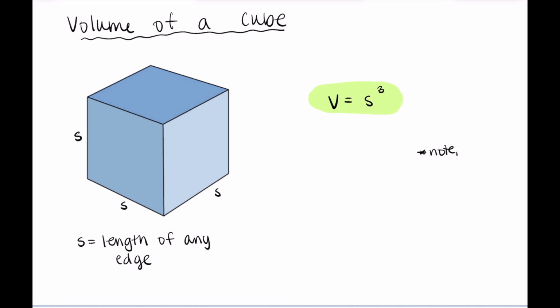So now that we've gone through the formulas for the volume of a rectangular prism as well as the volume of a cube, now we'll get into our practice section for today.